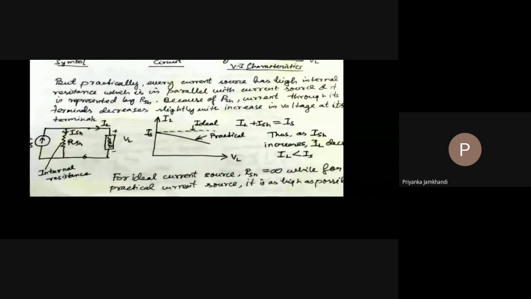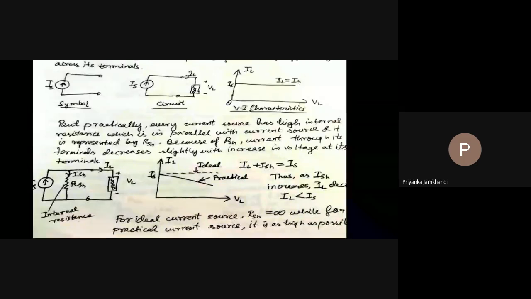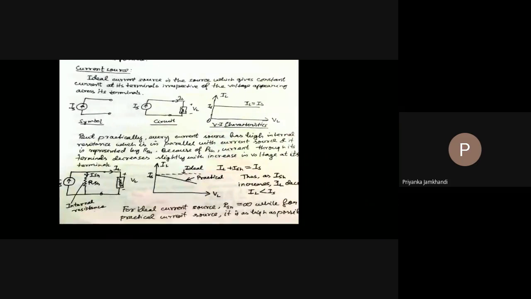Whereas for RSH, the current source, for an ideal current source RSH is equal to infinity, and for a practical current source, it is as high as possible. Everything I'll give in the notes in our group, but let me just explain it in detail. So this was about our current source and voltage source.